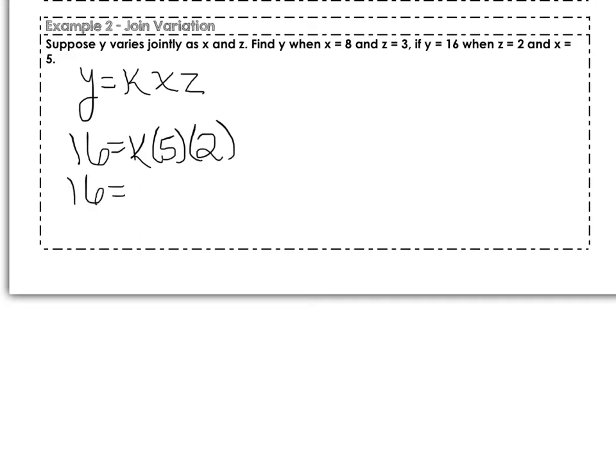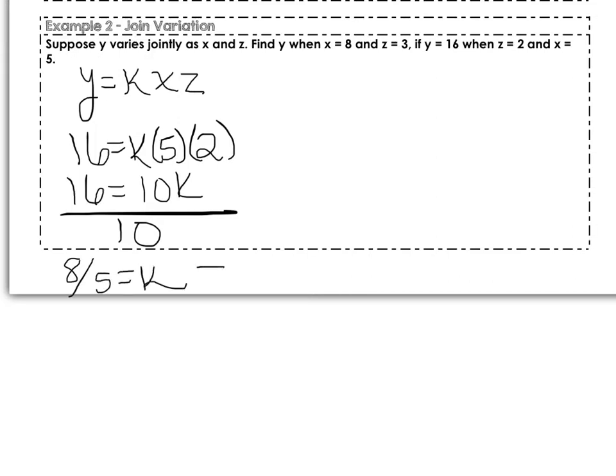So 16 is equal to 10k. Divide both sides by 10. So 16 tenths, that's going to simplify. Both numbers have 2 go into it, so 8 fifths is equal to my k. I see the textbook is starting to use a decimal here, so that's perfectly acceptable here too. So it's going to be 1.6 is our k value. So my equation is y equals 1.6 xz.